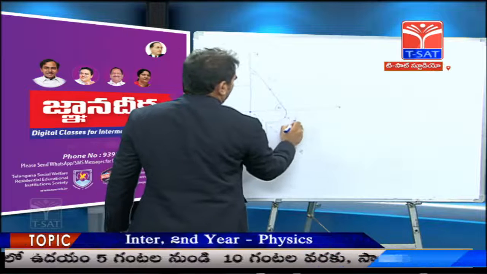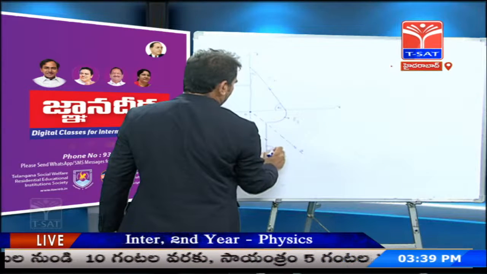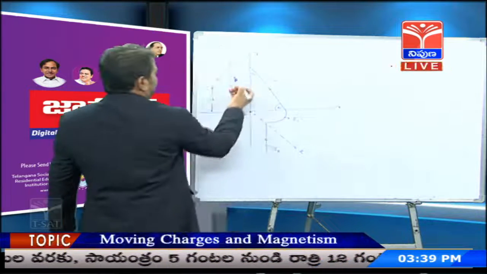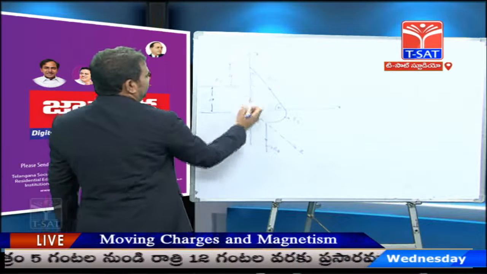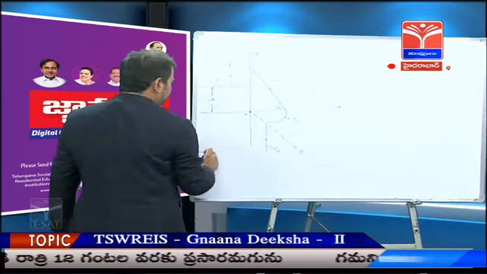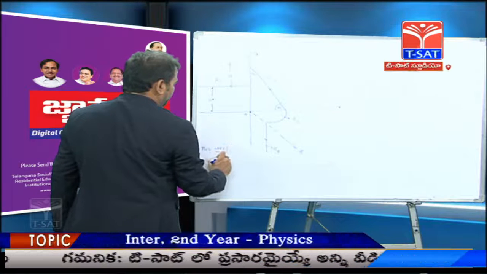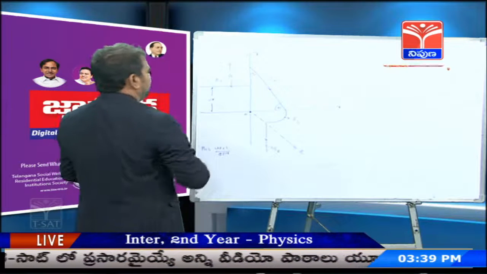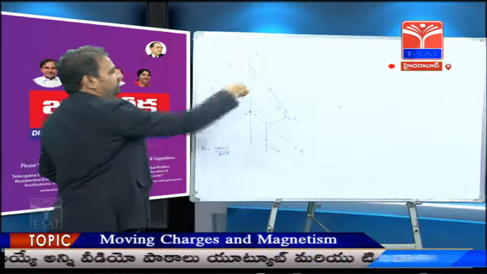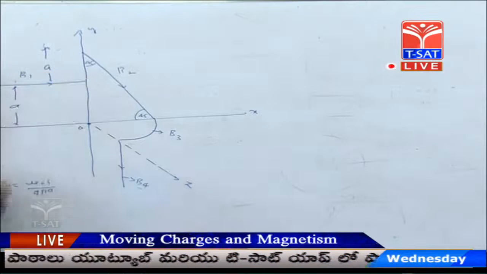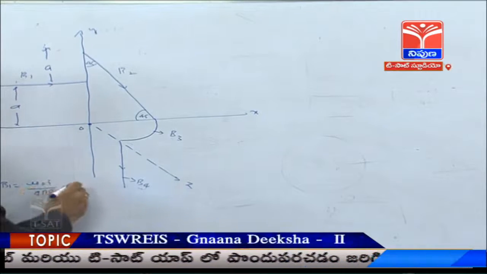Due to this conductor it is B3, and due to this conductor it is B4. The magnetic field induction at O due to B1 is given by B1 is equal to mu naught I upon 4 pi A, dl cross r. The direction of the magnetic field is into the page, that means negative z axis, that is minus k.